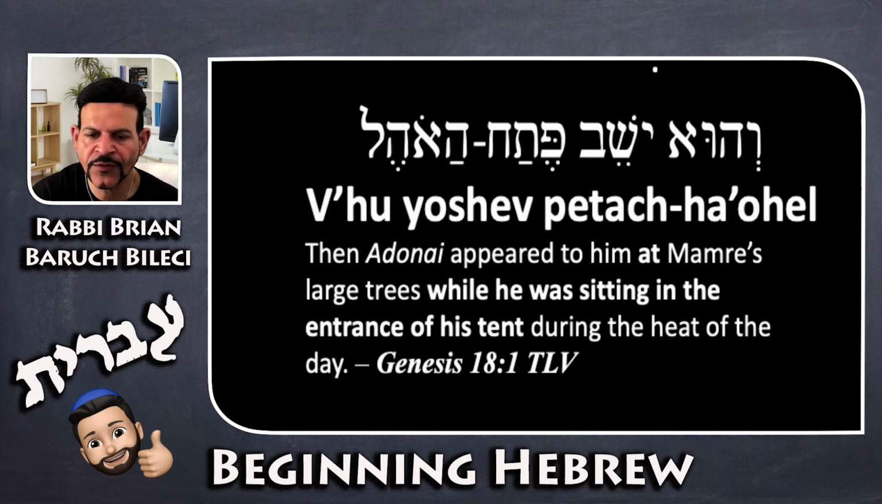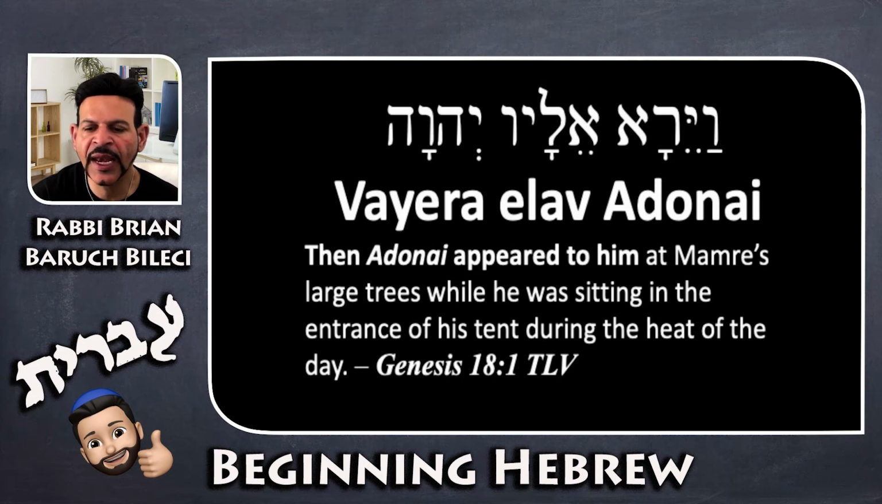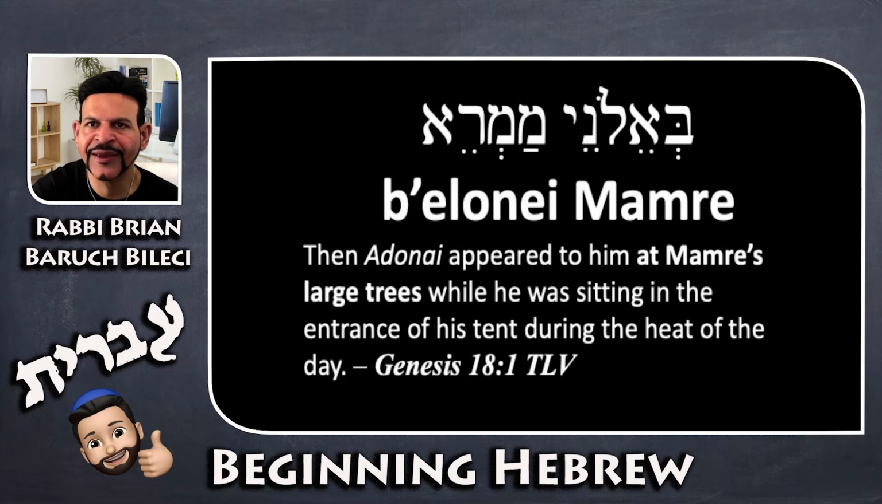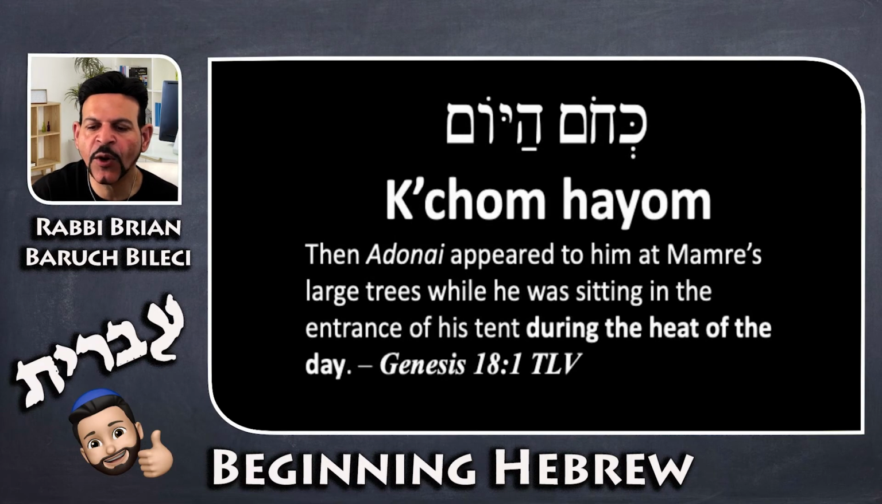So we have this phrase here that comes right after the first two phrases we learned. Let's say them together. Vayera elav Adonai Belone Mamre. Vehu Yoshev Petach HaOhel. Here's the last line. Kehom Hayom. So we have ke, which is a prefix for kemo, which means like.